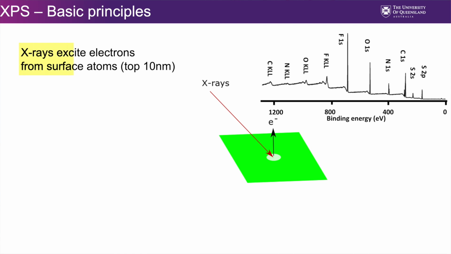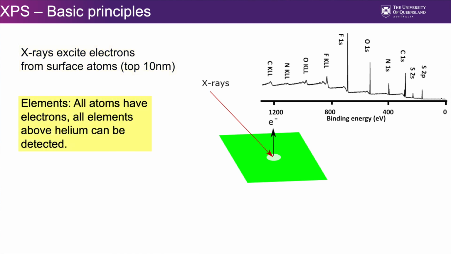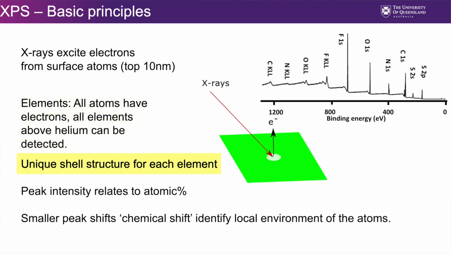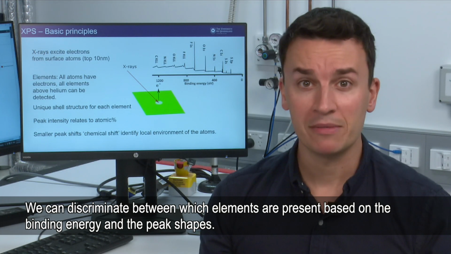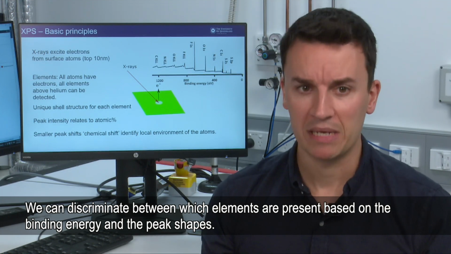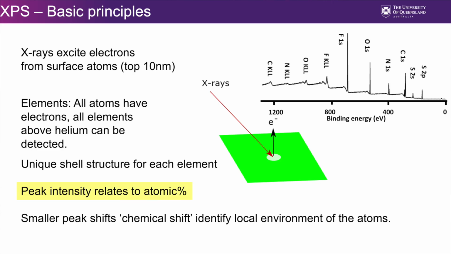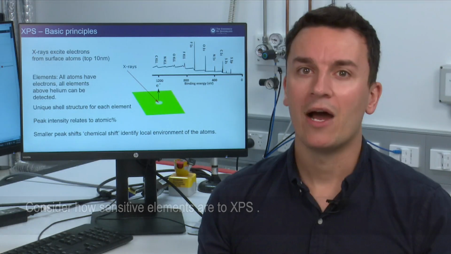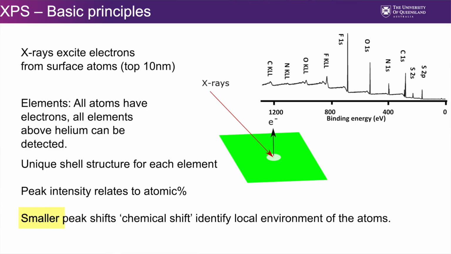We use X-rays to excite electrons from the surface atoms of a sample. So we're talking the top 10 nanometers. All elements have electrons, and so essentially all elements can be detected other than hydrogen and helium. Since all elements have a unique shell structure, we can discriminate between which elements are present based on the binding energy and based on the shapes of the peaks. The peak intensity is related to the atomic percentage once we take into account a few considerations regarding how sensitive elements are to XPS. And smaller peak shifts can identify local environment of the atoms as well.